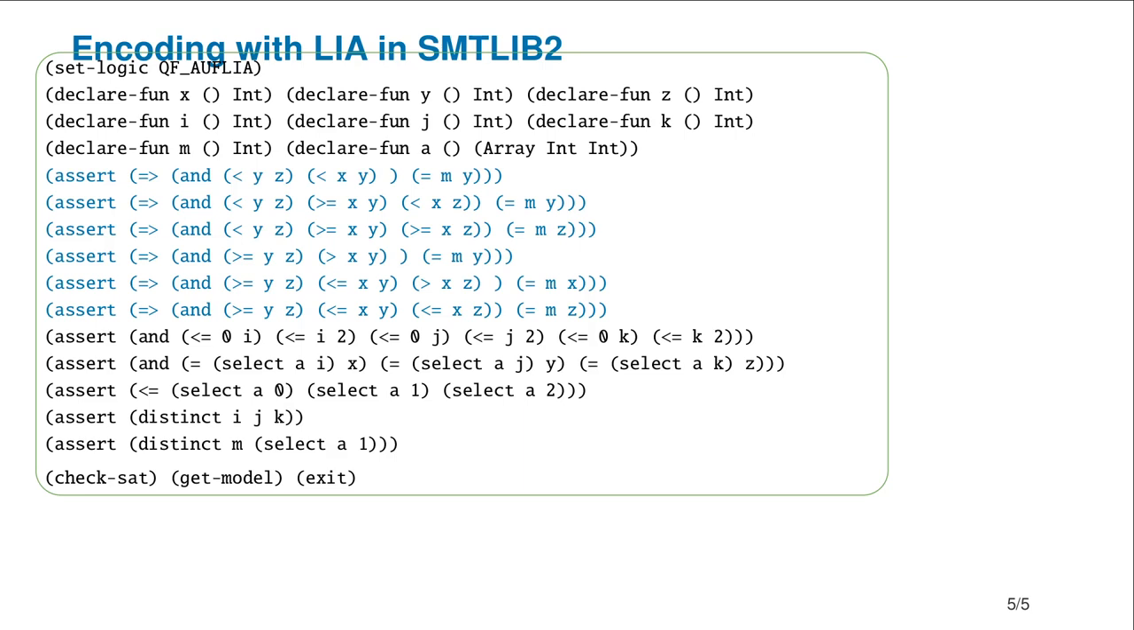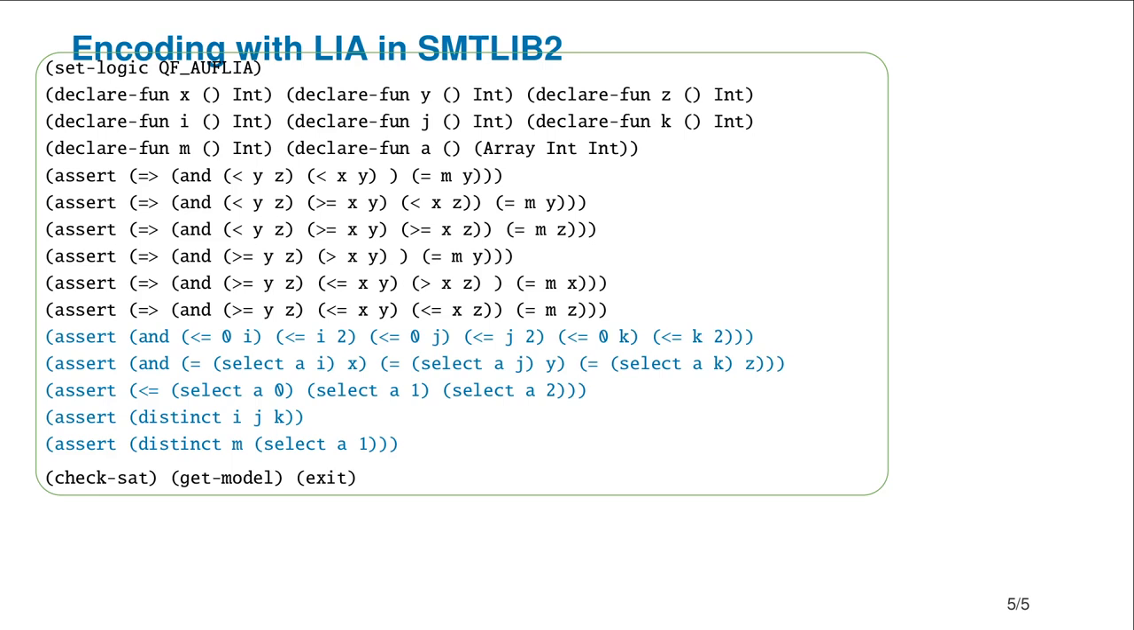Then what we need to do next is we have to encode the specification. First of all, we say that i is between 0 and 2. So 0 is smaller or equal to i, and i is smaller or equal to 2. The same we do for the j and also for the k. So all the three index variables are now in the range 0 to 2.